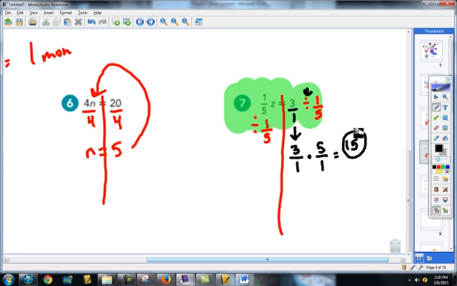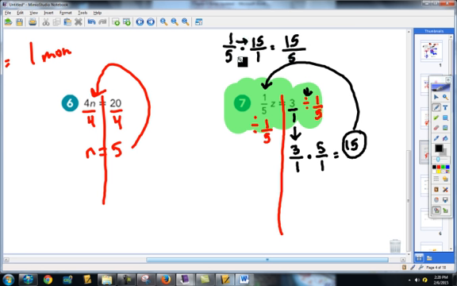Now obviously we need to check this. We never want to not check it, so we're going to do 1/5, and we're going to multiply it by 15 over 1, and that's going to give us 15 over 5, because I do top times top, bottom times bottom, and I know those both have a common factor of 5, and I'm going to get 3 over 1, or 3, which is what we said it had to be.